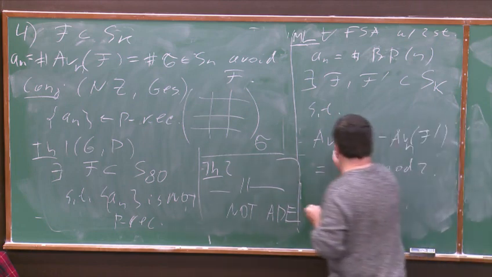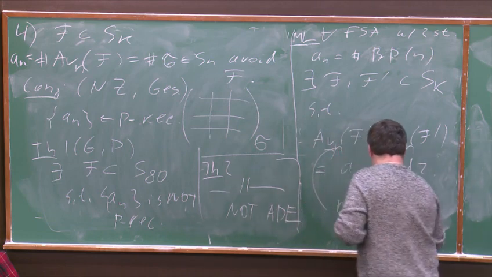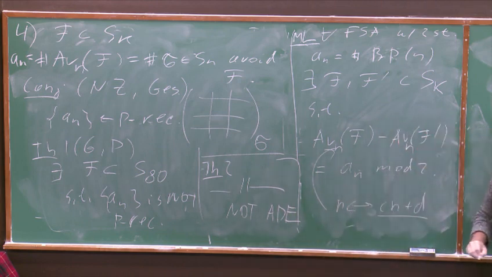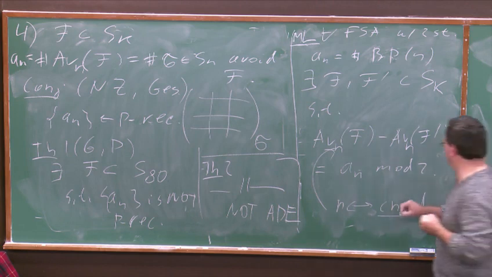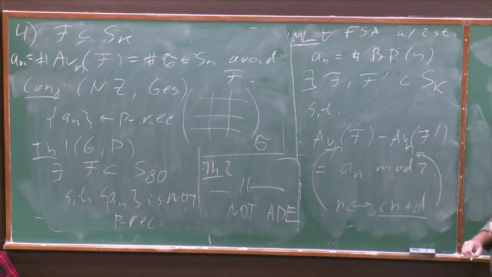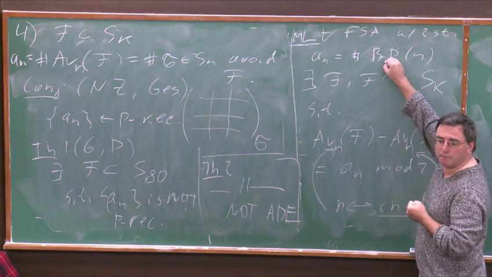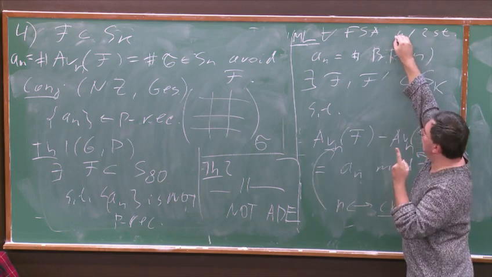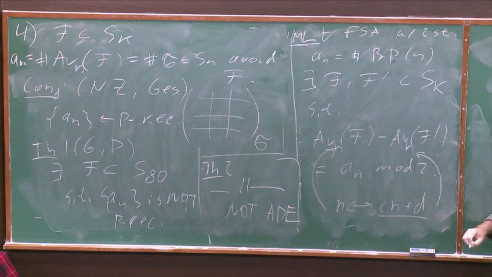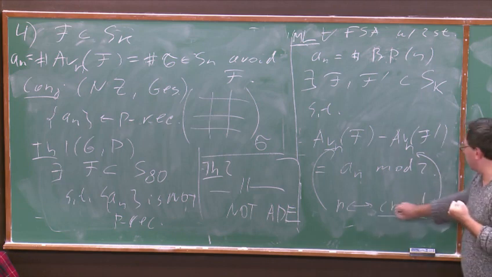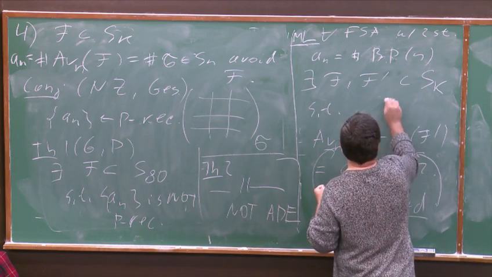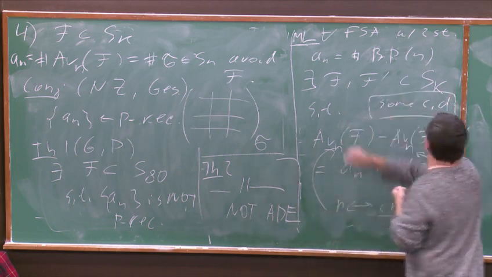That doesn't sound beautiful, but it's actually a little bit worse, since n should be replaced with cn plus d for some fixed c and d. What is An? An is the number of balanced paths. So I'm saying that I can emulate finite state automata, not with one pattern, but by taking the difference of two patterns mod 2. And not for all integer values, but for an arithmetic progression. So some fixed c and d.